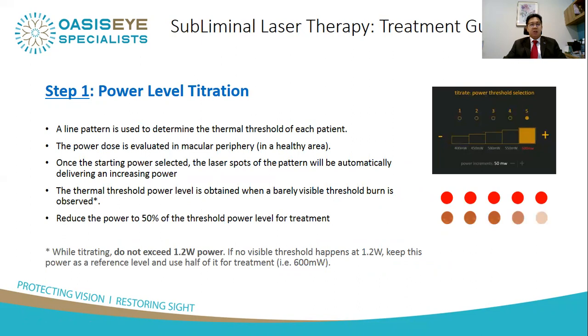So there is a power titration setting in the subliminal mode that you can follow. And it's very important that you do this. You don't exceed 1.2 watts of power. If there's no visible threshold happening at 1.2 watts, keep this as a reference level and use half of it for treatment. So 600 milliwatts, but I rarely have to reach this level. For the vast majority of patients, when you titrate at 600 milliwatts, you see a mild reaction at 5% duty cycle. You reduce the power by half to 300 milliwatts, and this is what you need to do a good subliminal laser.